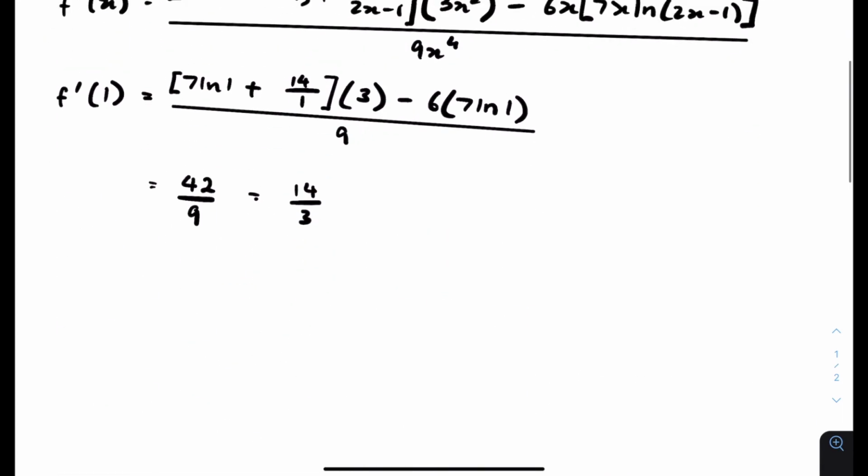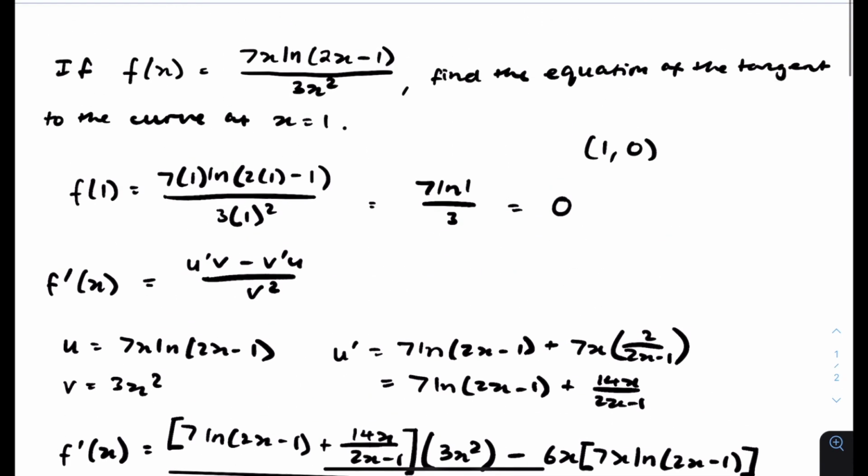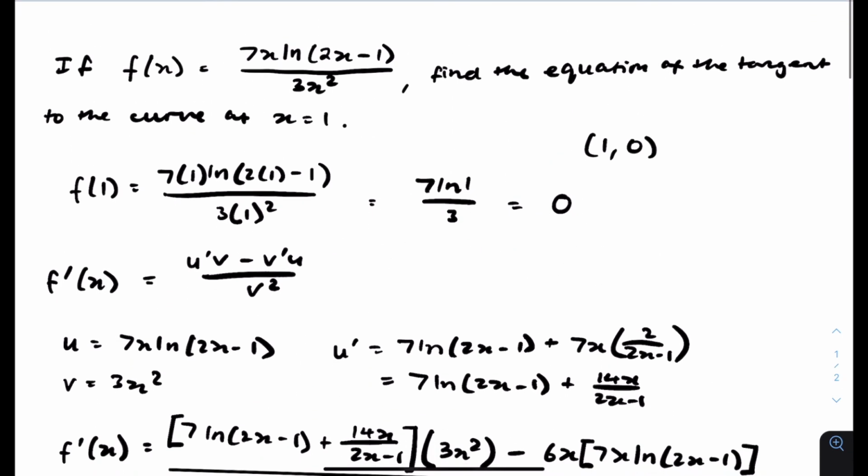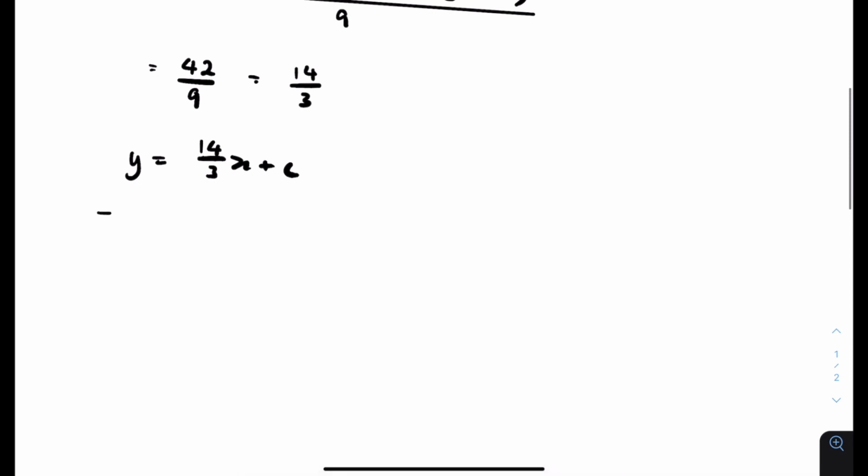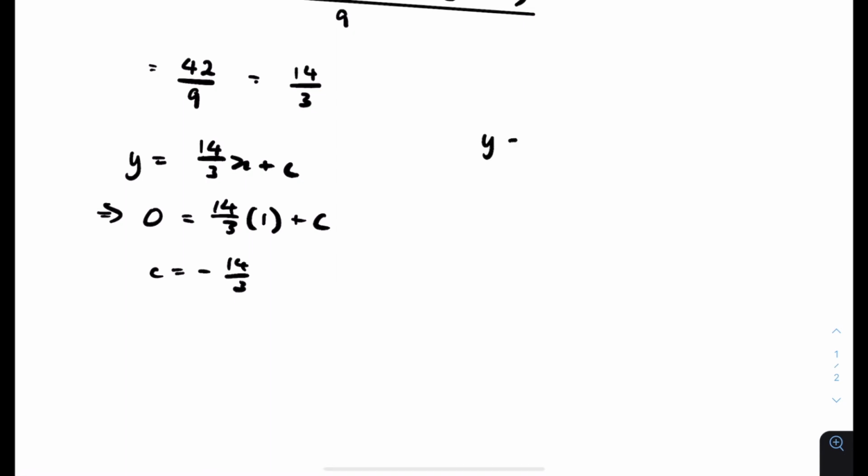Now we just need to find the y-intercept. So y, let me write that down. y is equal to 14 over 3 x plus c. So now we just need to find c. So when we have x equals 1, our value of y is 0. So just inserting that into our equation, we get 0 equals 14 over 3 times 1 plus c. So c has to be negative 14 over 3. So our final equation of our tangent is y equals 14 over 3 x minus 14 over 3.